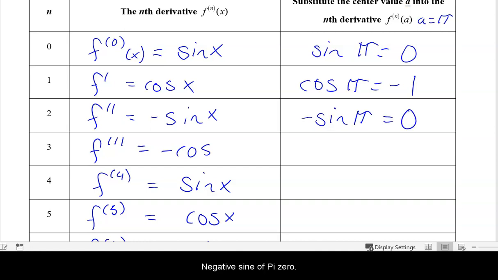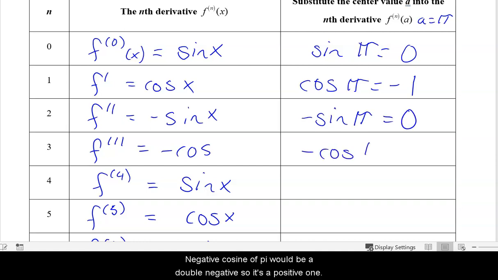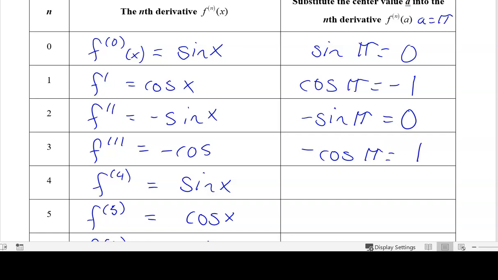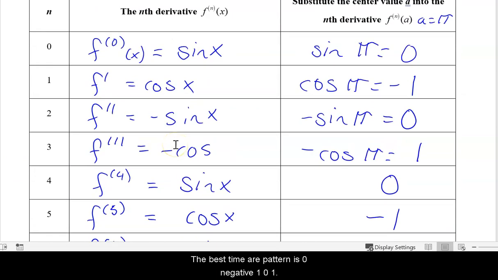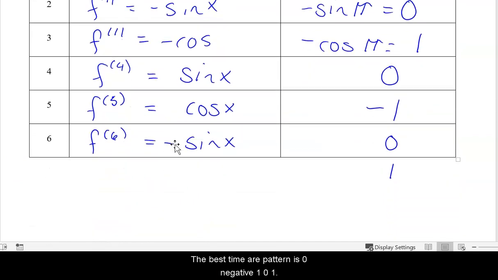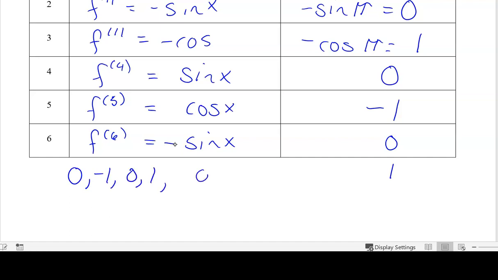Negative sine of pi is 0. Negative cosine of pi would be a double negative, so it's a positive 1. And then it repeats again. 0, negative 1, 0, 1, if we wanted to continue the pattern. So this time our pattern is 0, negative 1, 0, 1. And you'll see that I've grouped them here in groups of 4 to emphasize that it does repeat every 4.